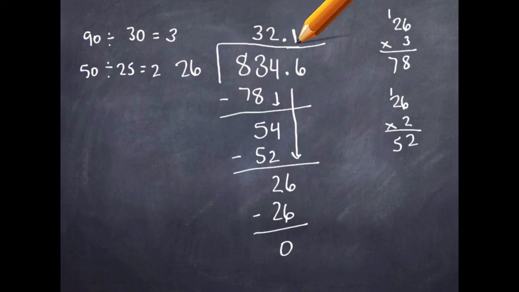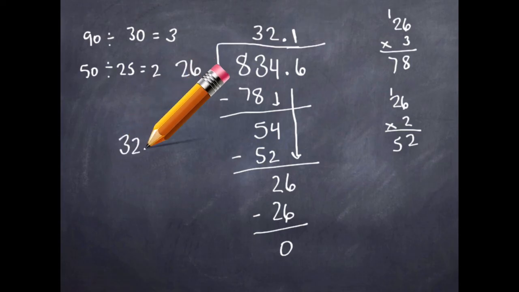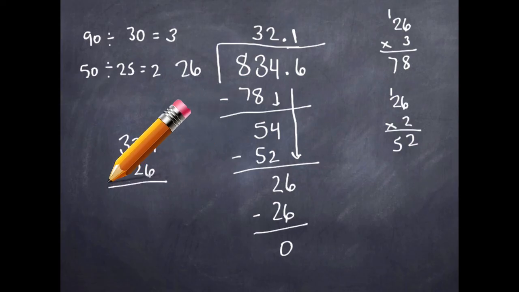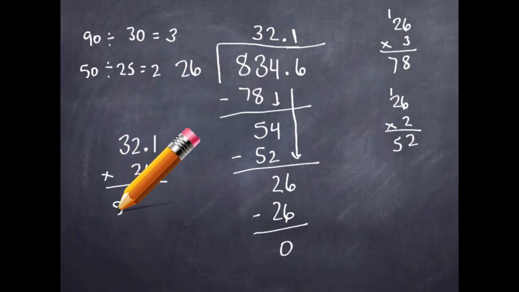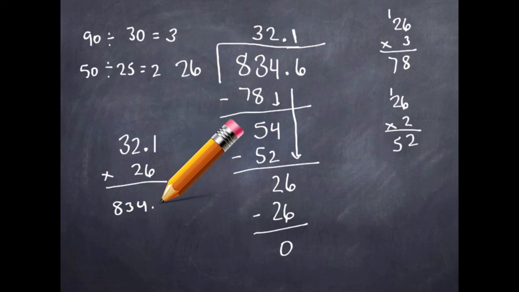How could I check that answer? What could I do to make sure that that answer is correct? Exactly, I could take 32 and 1/10, and I can multiply that by 26. And if I did that, I would get 834 and 6/10.